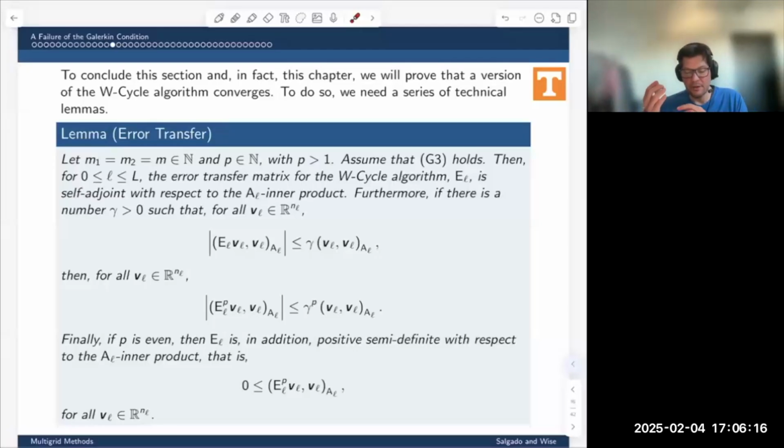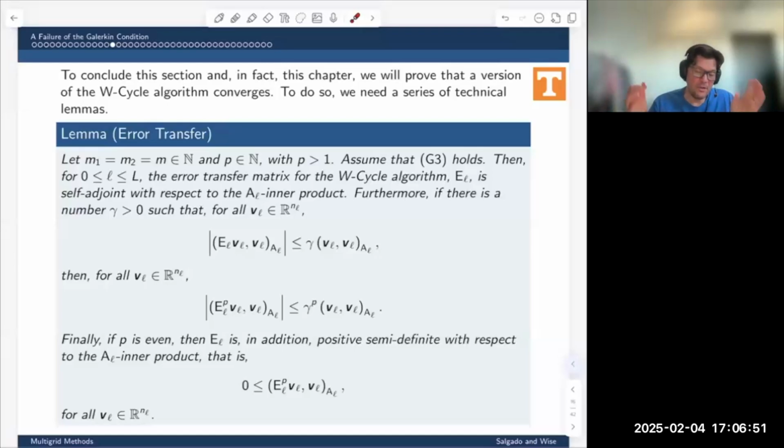I want to give some estimates on the error transfer matrix that still hold even in the case where the Galerkin condition doesn't hold. Now, the reason why this is a big problem is because whenever we assume the Galerkin condition holds, then we could take advantage of the fact that the I minus pi L tilde matrix was a projection matrix. And that gave us a lot of leverage. Now we've lost that. And so when we don't have it, we have to work a bit harder.